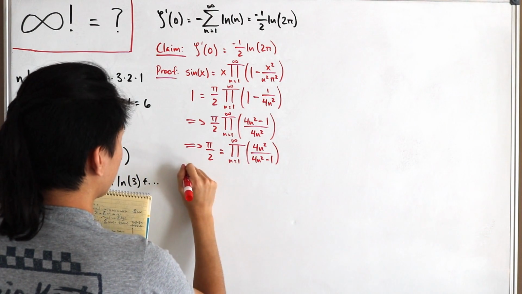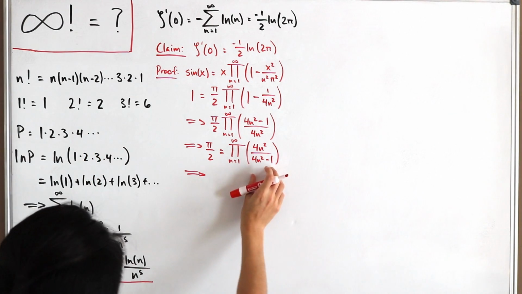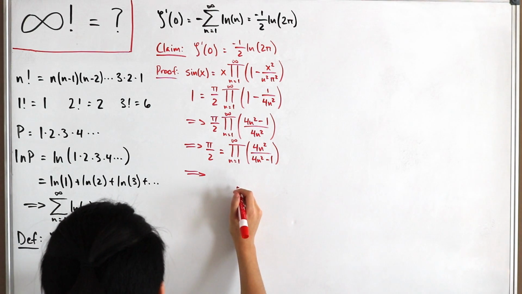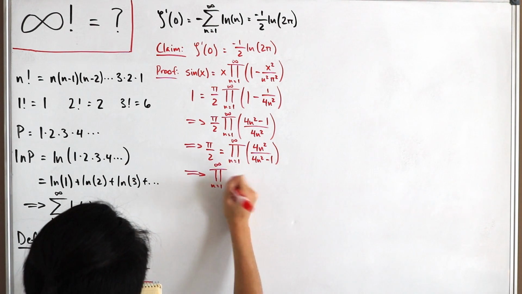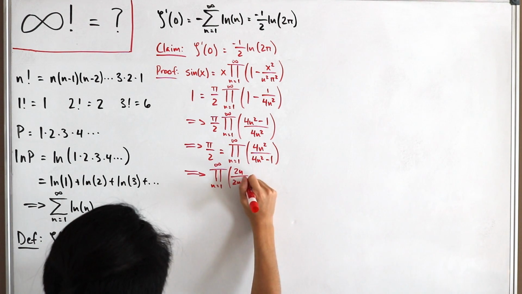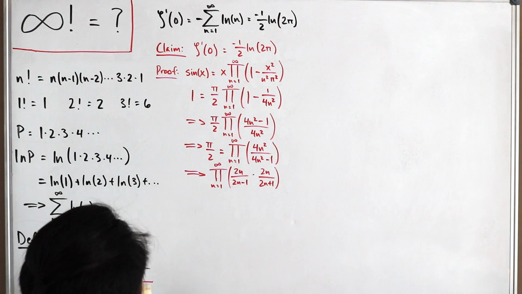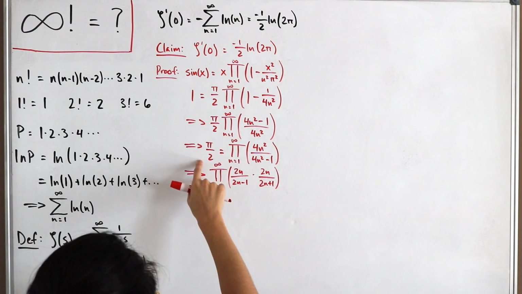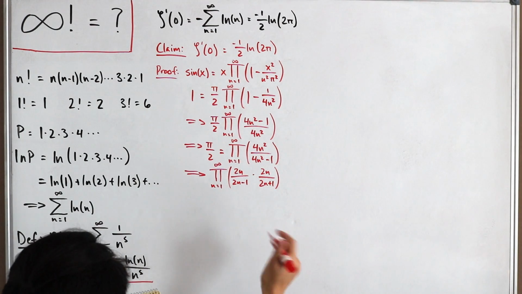In other words, you can rewrite the right-hand expression as a product of two rational functions. We can write that as the infinite product, n equals 1, of 2n divided by 2n minus 1, multiplied by 2n divided by 2n plus 1. And in case you didn't notice, this forms the definition of the Wallis product: pi divided by 2 is equal to the infinite product of 4n squared divided by 4n squared minus 1. But I'll get to that eventually.